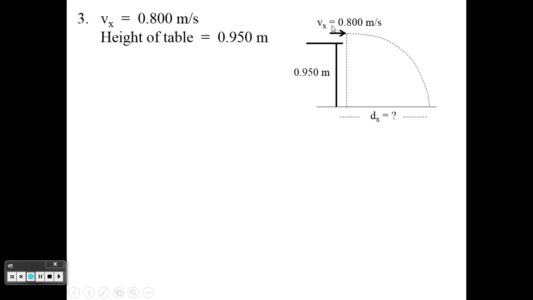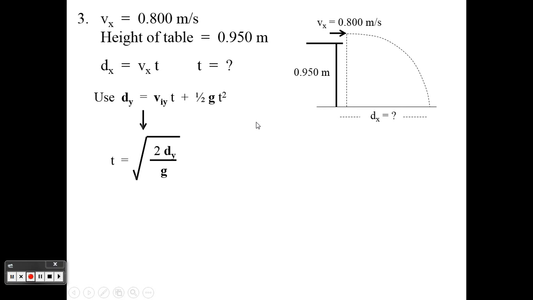Okay, same thing. We are given the horizontal velocity and the height. We can find the time of flight by, once again, using this expression. We're going to consider that, again, the initial velocity was 0. We plugged that in and ended up solving for t.